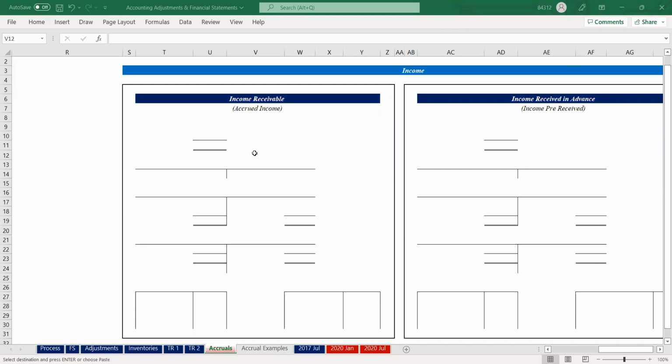Assume that you have a building, you are giving the building on rent. So your rent income for the month is 10,000. And first scenario, you are getting your income cash received 8,000. So 2,000 is receivable. So this is an asset. This is a current asset.